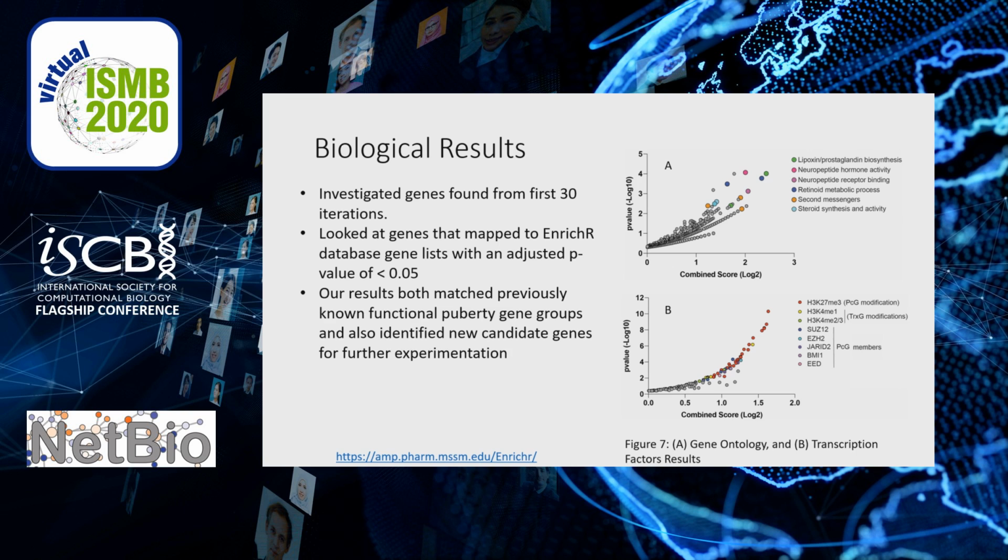Figure 7 shows our results for gene ontology and transcription factors. The y-axis shows negative log p-values, so the values on the top are most significant. These previously recognized functional gene groups that we confirmed with the INF algorithm show that the newly found genes are good candidates as biological targets for further experimentation.